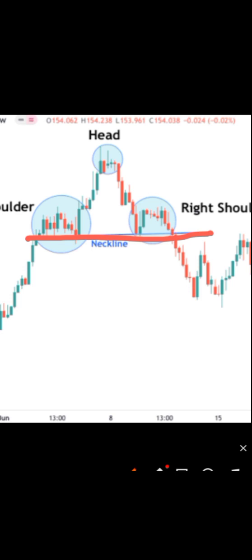The second difference is where we take our entries from. When we are dealing with the Quasimodo, this is the line where we take our entry from, which is the Quasimodo line. This line up here, okay, which forms this resistance. So we'll be waiting for price to pull back to that line in order for us to take our sell entry. But when you are dealing with head and shoulder, there is something called the neckline, which is this line right here. Okay, the line supporting the two shoulders.